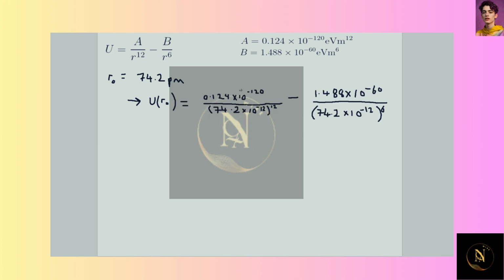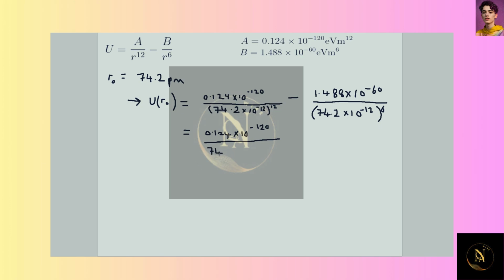Now the problem is if we type all this into a calculator, we will probably end up with errors because of the such small numbers that we're using here. So we need to collect our powers of 10 again. So this will be equal to 0.124 times 10 to the minus 120 over, and now we're going to split this bracket up using indice rules.